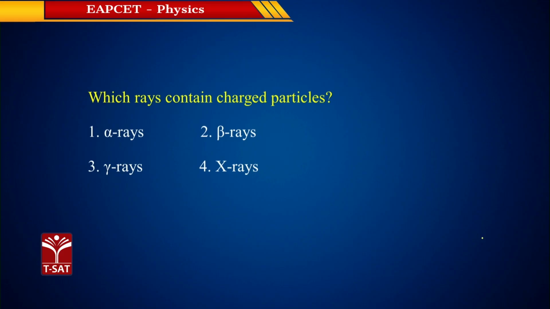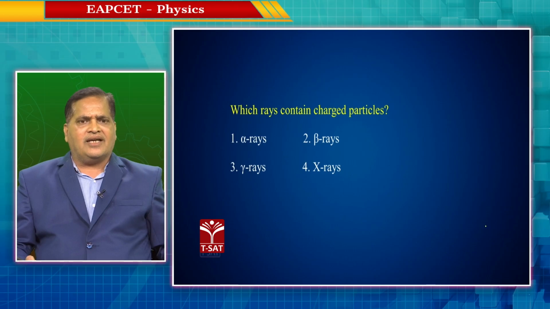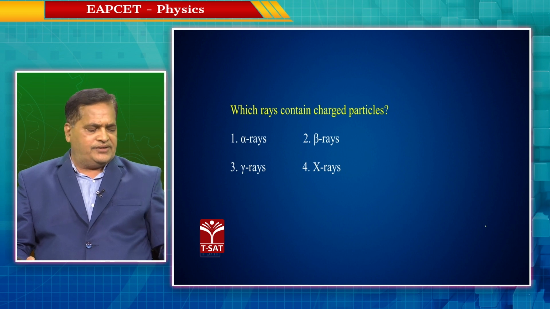Which rays contain charged particles? Here alpha rays, beta rays and gamma rays. Alpha, beta, gamma. Here alpha and beta are the charged ones, that is, they are diverted, okay, in positive and negative side directions.